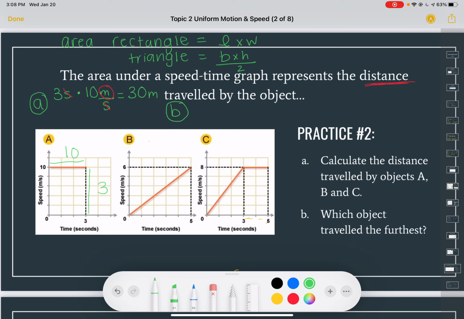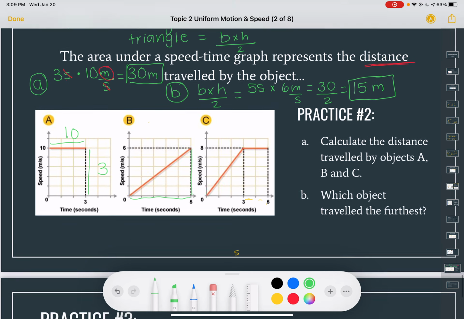For B, it's a triangle, so we need to use base times height divided by 2. So really just the 2 sides, then divided by 2, because it's really half of a rectangle. So the one side here, we've got 5, and that's seconds, multiplied by the other side, which is 6, and that's meters per second. And if we calculate that out, that would give us 30 divided by 2. So 15, and that's meters. All right.